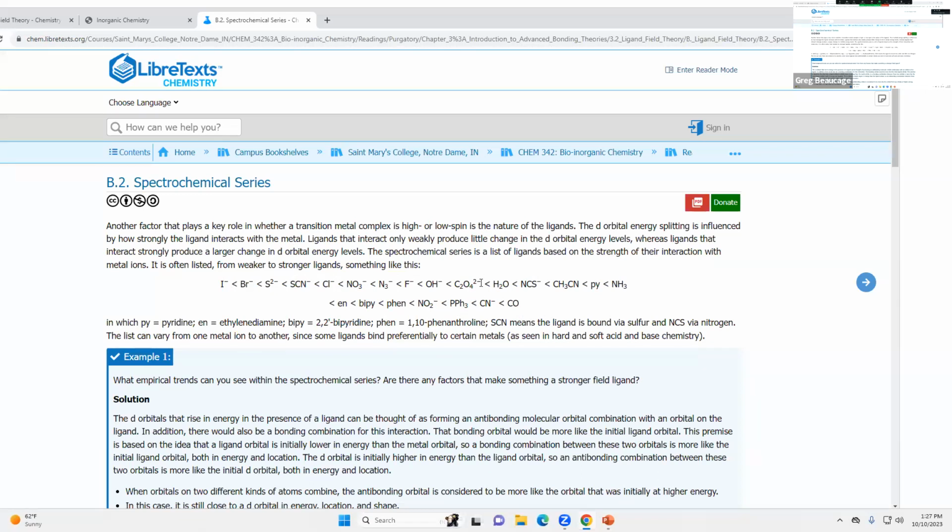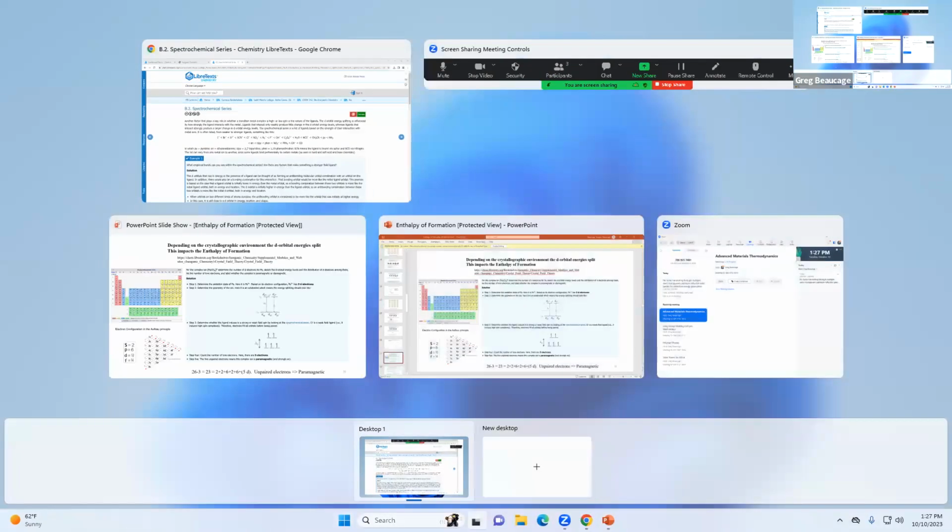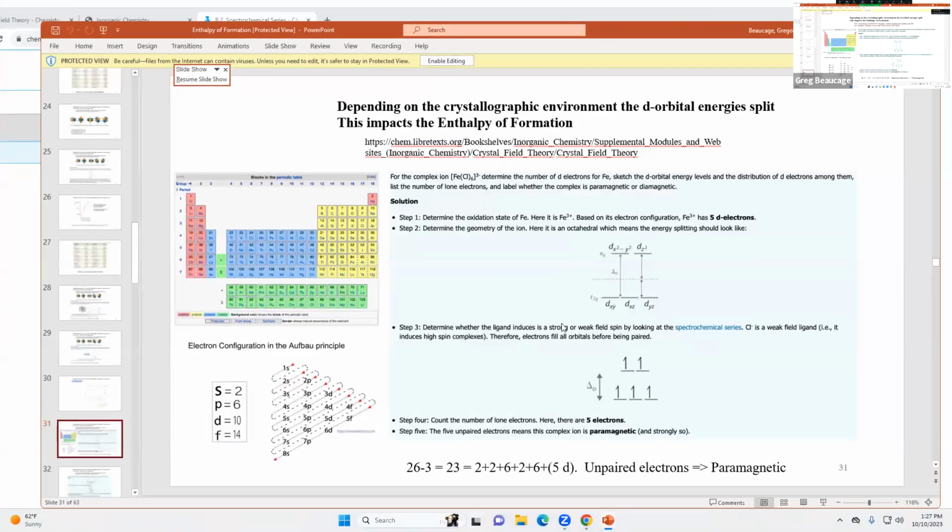If it was CN instead of Cl, the distribution would be 2, 2, and then 1. So it'd still be paramagnetic because you have an unpaired electron. But basically, these two would be down here with CN, and with Cl, it's set up like this. That's why he says that's how it would go, because Cl is to the left of that series, a weak ligand.